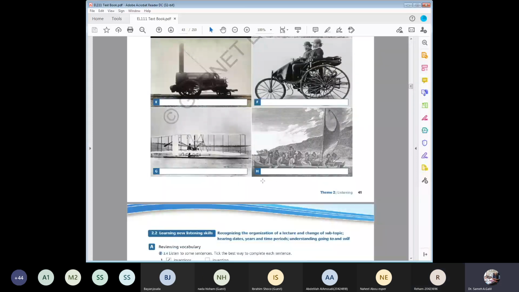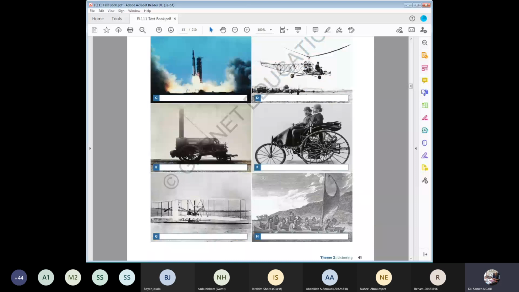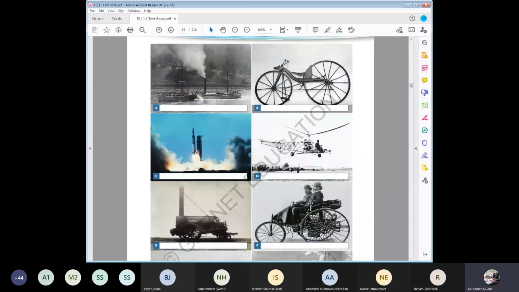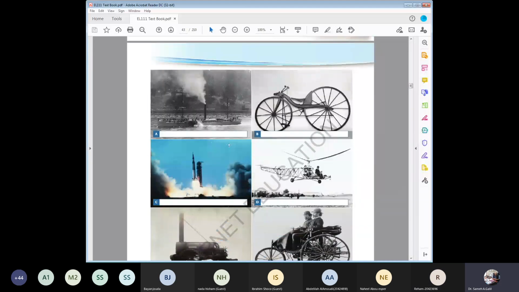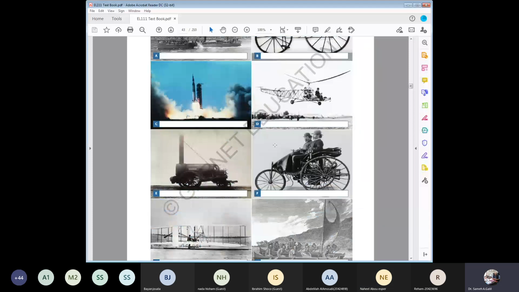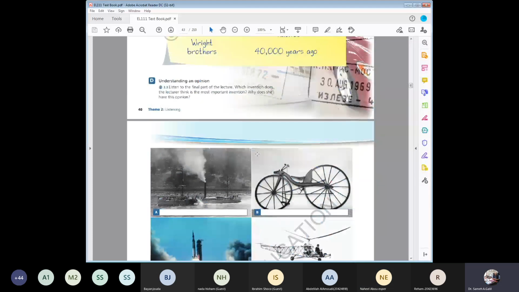And which of them is the newest, Riham, or the most modern? C, the rocket, absolutely. Thank you so much. Okay, do you guys agree with what Riham is saying? Yes, we agree. Okay, yes, I agree too. Okay, so let's go back.